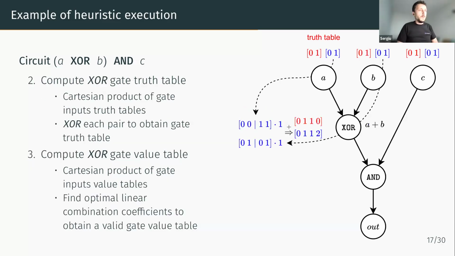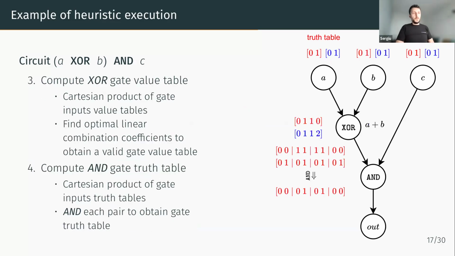So now if you continue, we do the same for the next node, which is the AND gate. We do the Cartesian product of the AND gate input truth tables, like 0, 1, 1, 0 and 0, 1. We obtain these Cartesian product pairs. We apply the AND functionality on these pairs, and we obtain the truth table of the AND gate.